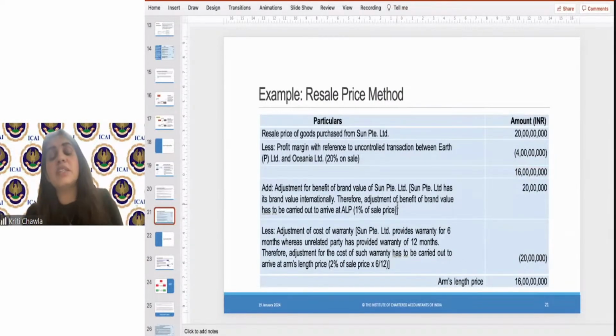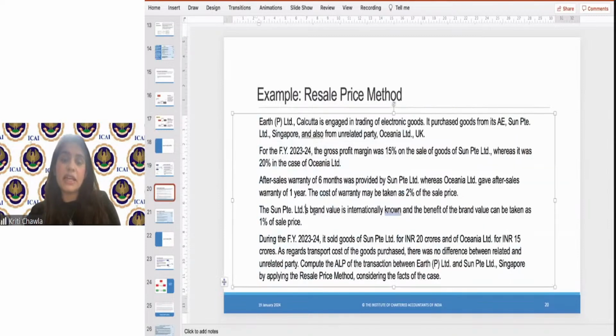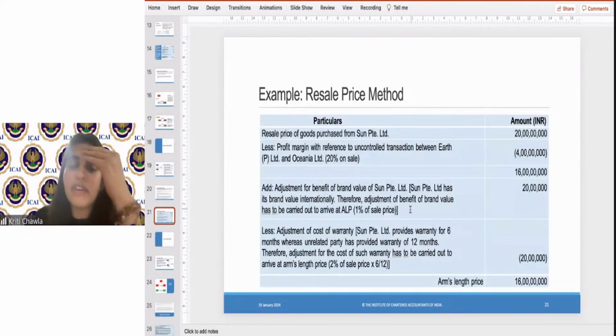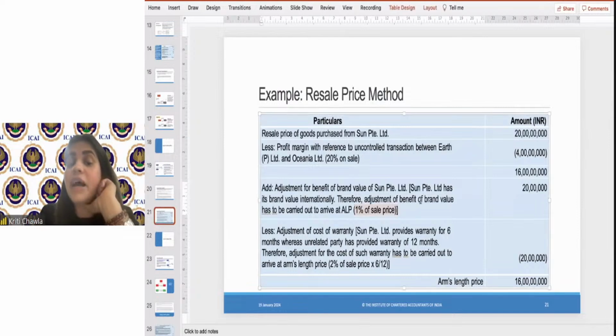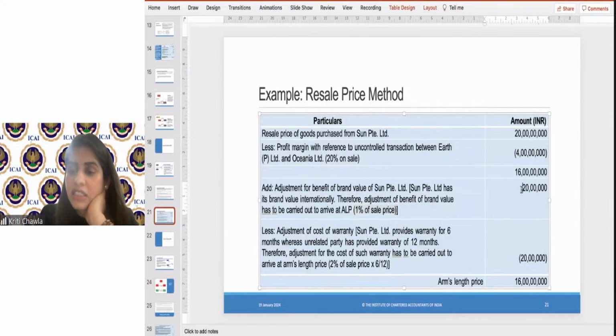The first adjustment that we need to make is of the brand value. So it says that the brand value is known for this particular brand, and the brand value is 1% of the sale price. So because this brand value was there for Sun and it was not for the related party, unrelated party, we will add back this brand value, which is 1% of the sale price. That means 1% of 20 crores, and this is going to be 20 lakh rupees.